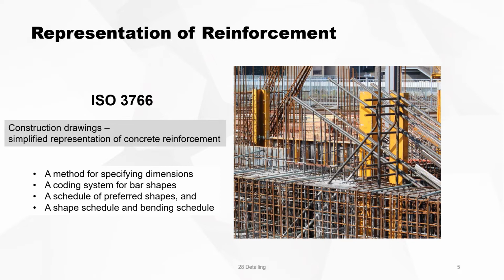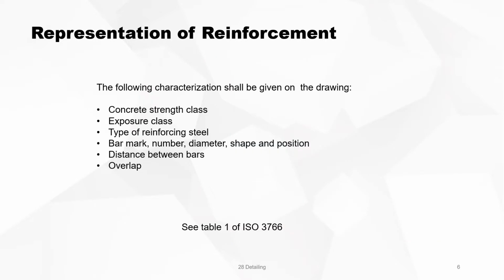It gives you a method for specifying dimensions, coding system for bar shapes, a schedule of preferred shapes, and a shape schedule and bending schedule. On a drawing, there should be put on at least the concrete strength, the exposure class, type of reinforcing steel, a bar mark, a number, a diameter, a shape and a position, the distance between bars and the overlap.